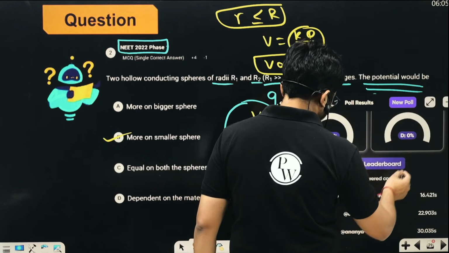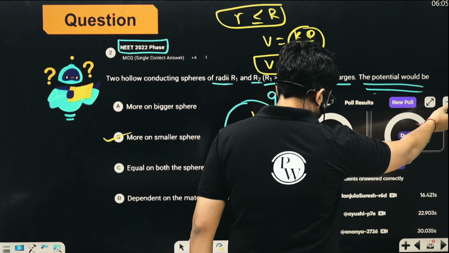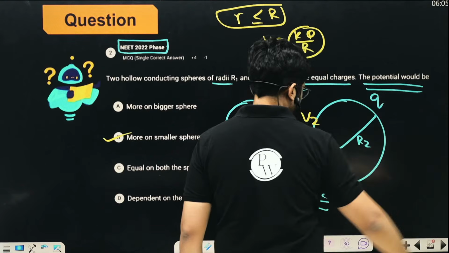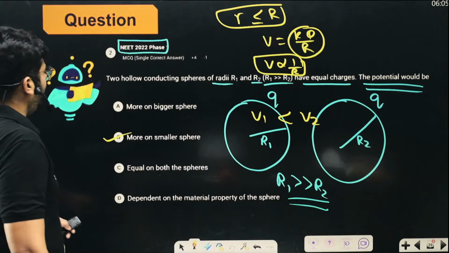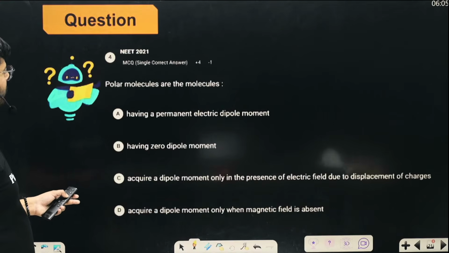And everybody gave the correct answer, right? My fastest answer was given by Manjulika this time, and then Ayushi, and then Ananya. So Ananya is lagging behind now for some reason. You have to be faster, right?